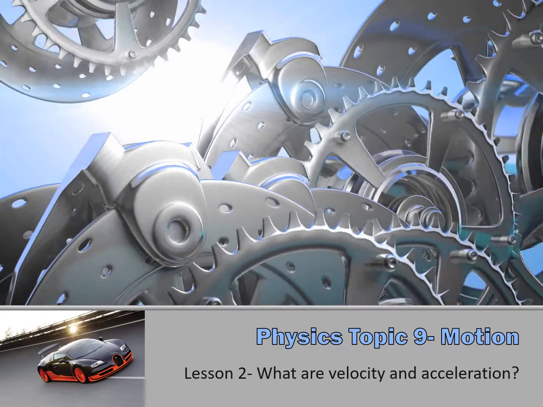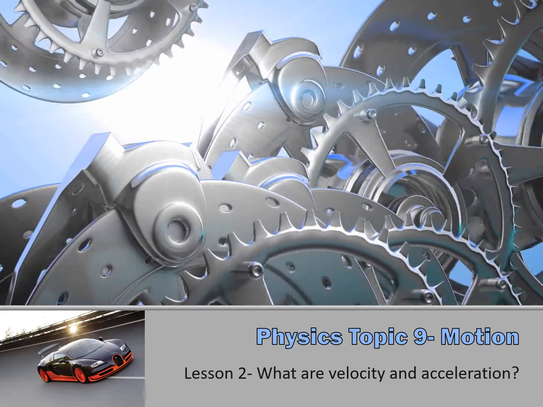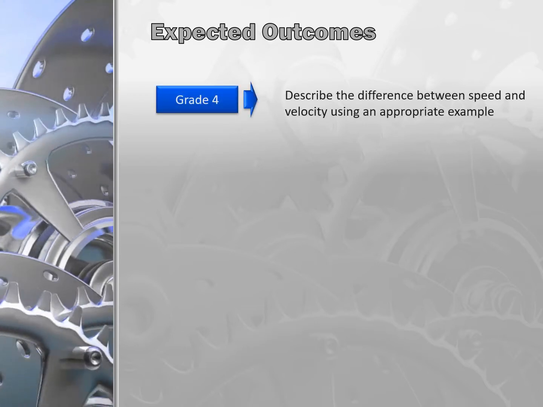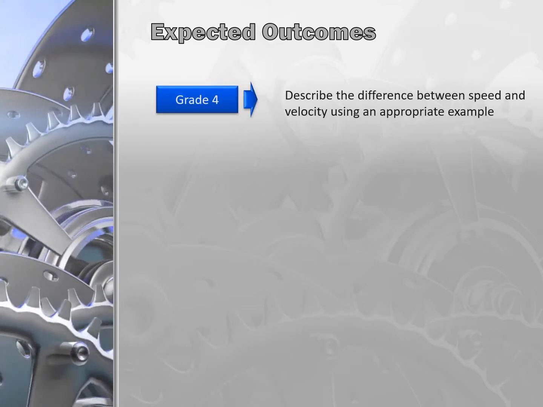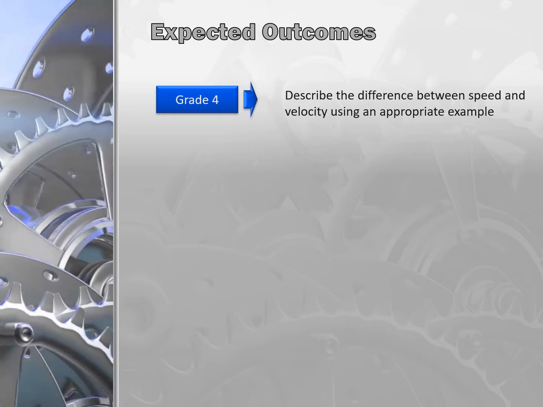Looking at topic P9 Motion, and today we're looking at velocity and acceleration. So our expected outcomes for today: a grade 4 is if you could describe the difference between speed and velocity and use an appropriate example.